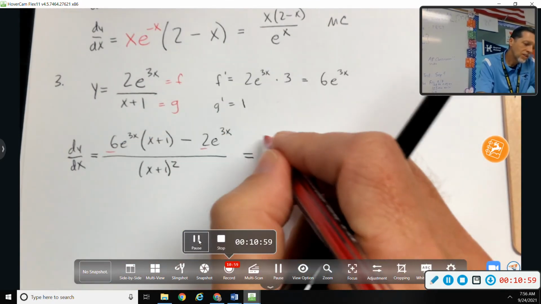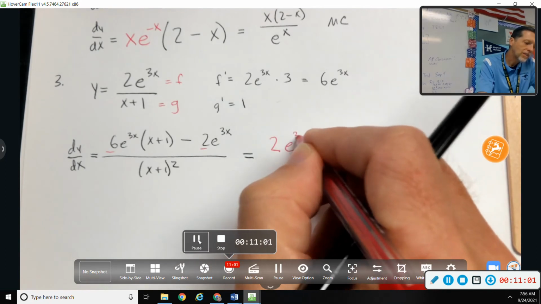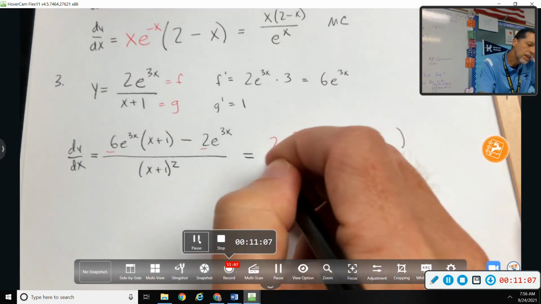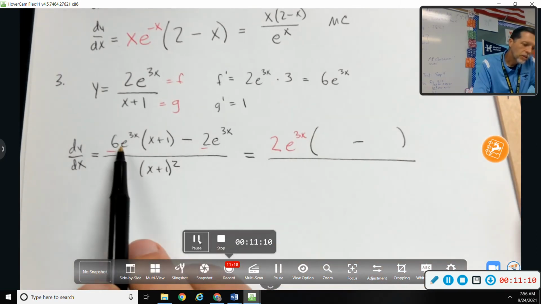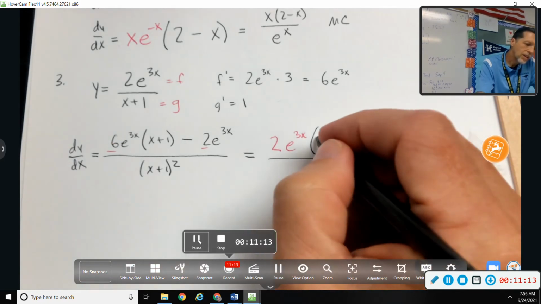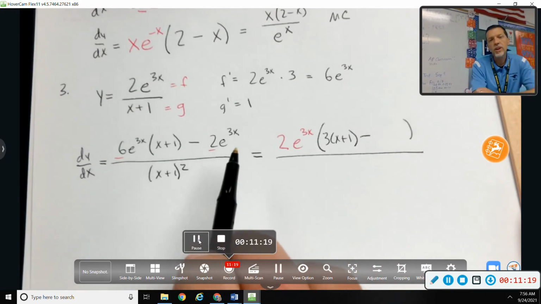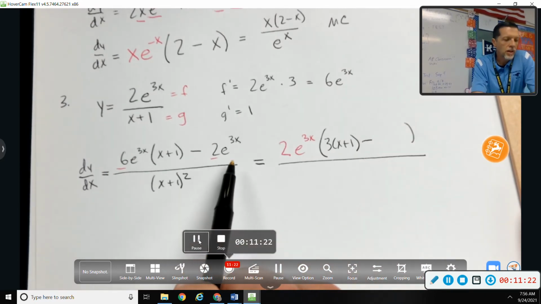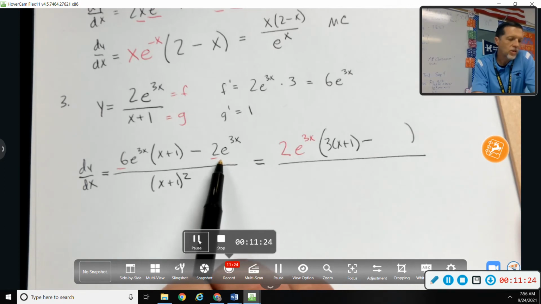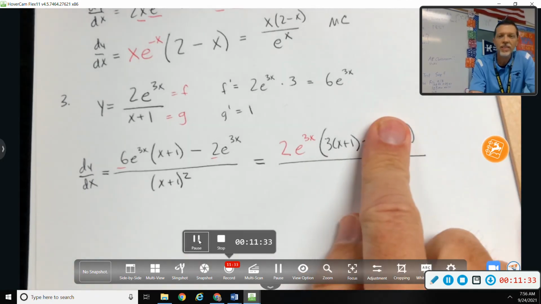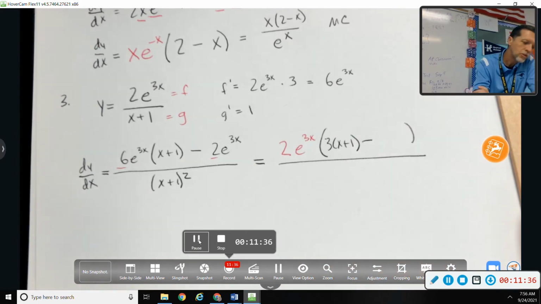From the 2 and the 6, I can take a 2, and then they both have an e to the 3x. And then let's just be careful about what's left. So on the first one, there's a 3 left, and an x plus 1. And on the second one, this is tricky. I'm glad I worked this problem. Because what's left if we take 2e to the 3x? 1. Do you know what the mistake is that people make? They just say, oh, we took it all, it's not there anymore. Well, you took it all, but if you distributed it back, you need a 1 there to hold its spot.